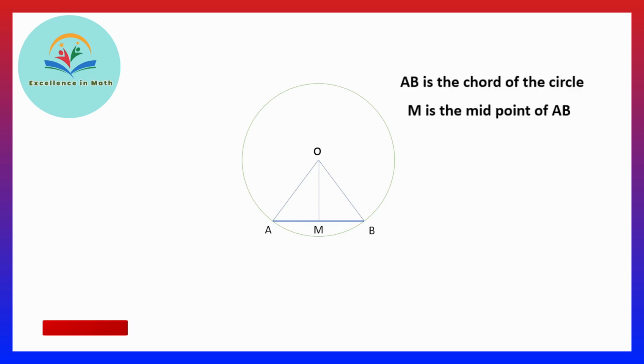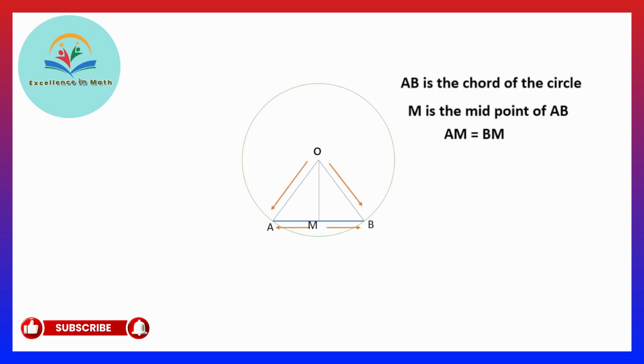Now here we can see two triangles. What are those two triangles? Triangle AMO and BMO, and OM is the common side to both the triangles. This line OM divides AB into two equal parts. One is AM and the other one is BM. So we can say that AM is equal to BM. Are you clear? Now let's try to understand: OA is the radius, OB is also the radius of the circle with center O. So we can say that OA is equal to OB.